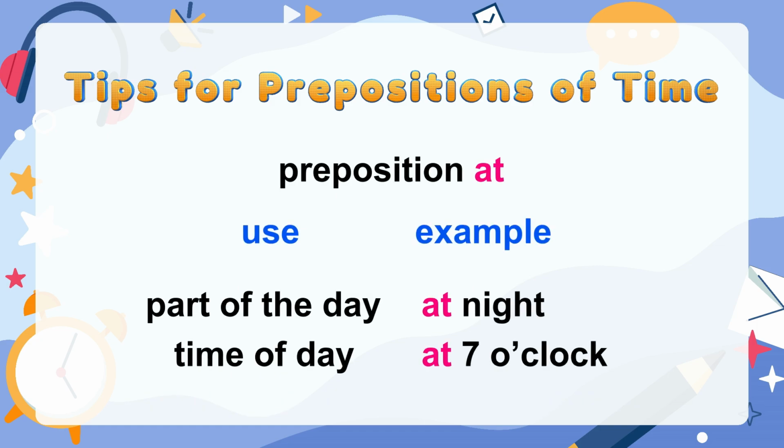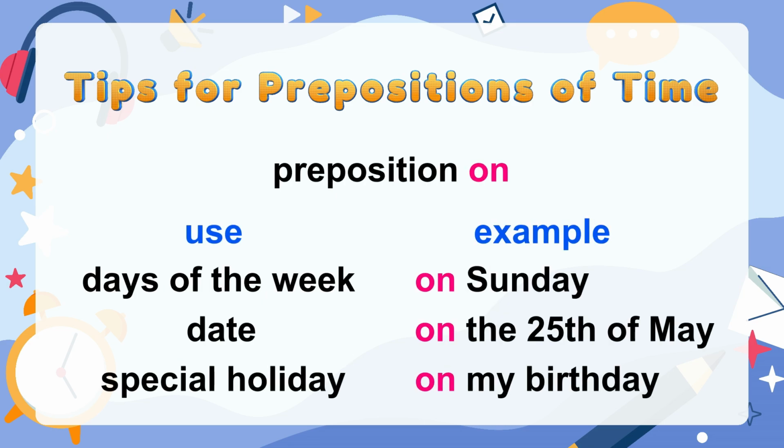The preposition at is used for part of the day. For example, at night. It's also used for time of day, at 7 o'clock. The preposition on is used for days of the week. For example, on Sunday. It's also used for the date, on the 25th of May. And it's used for special holidays. For example, on my birthday.